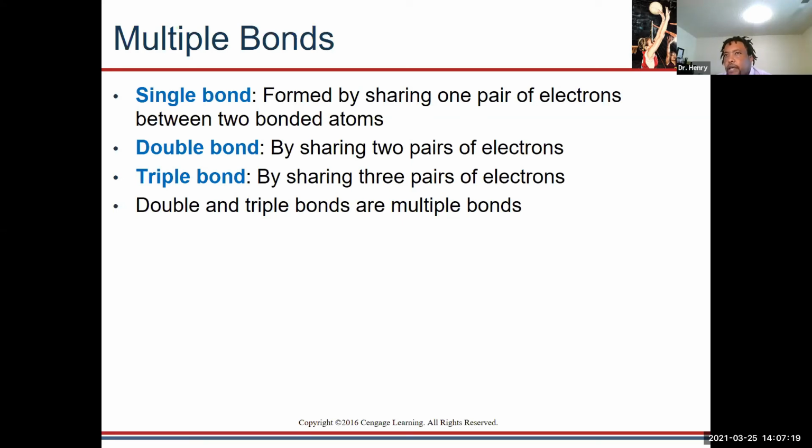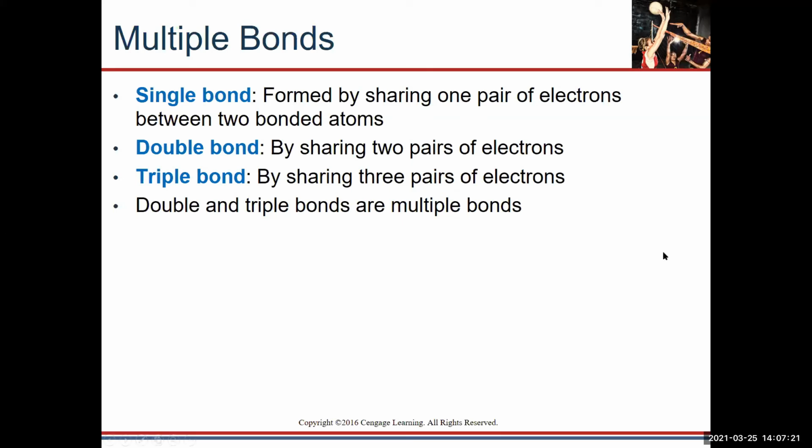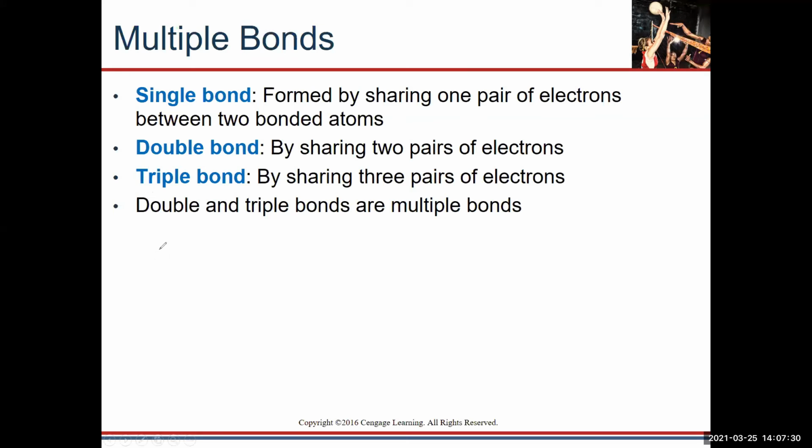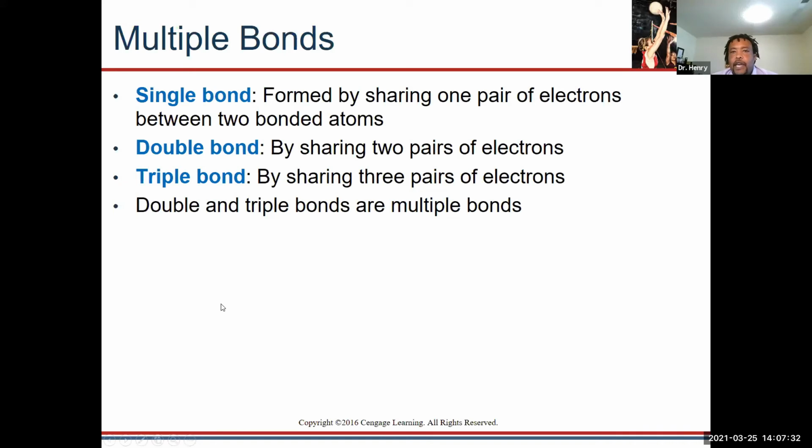As a joke, would there be a quad bond, since quad means four? Yes, not quadruple. But there's no such thing as that. Sorry. Okay.